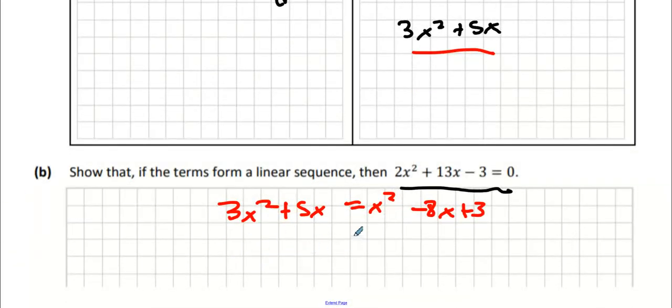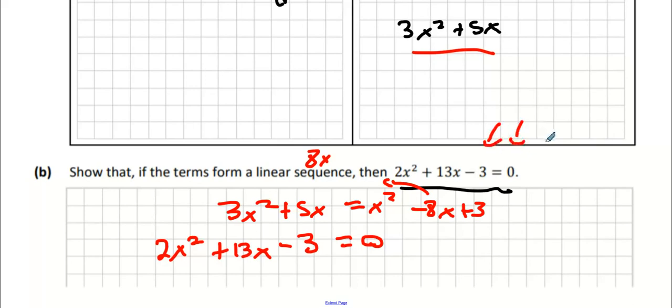And then we're going to bring over the x squared. So 3x squared minus x squared is 2x squared. 5x, bring over the minus 8x, becomes a plus 8x. 5x plus 8x is 13x. No bother, bring over the 3 and it becomes a minus 3. And look, we're just after proving this right here.